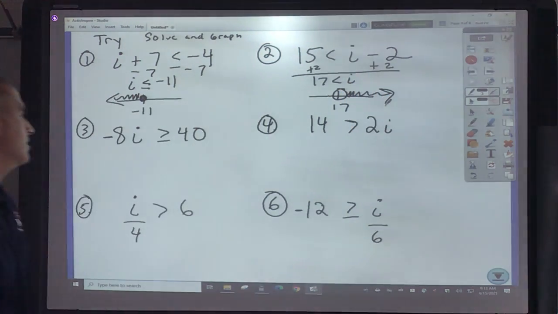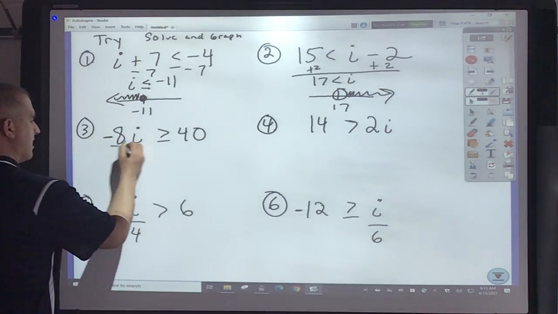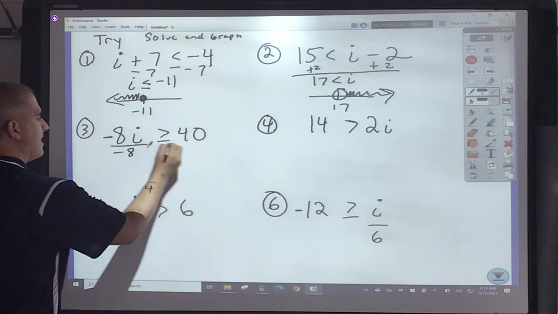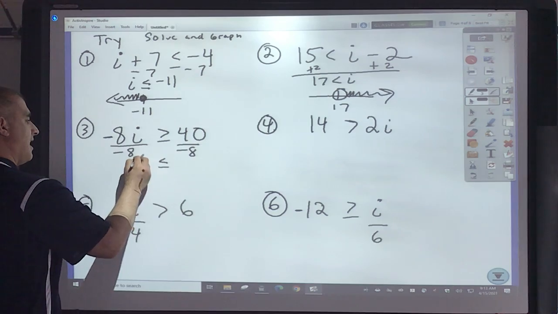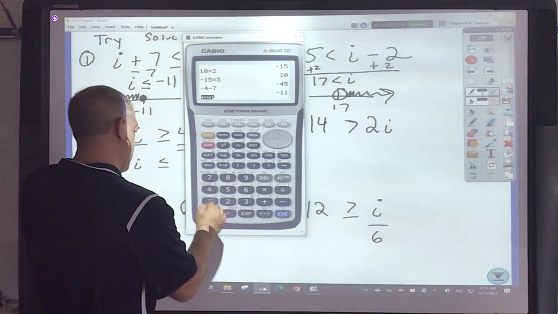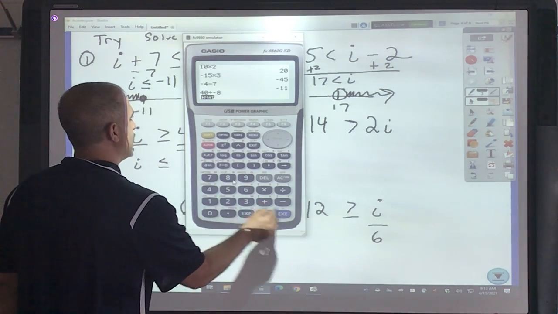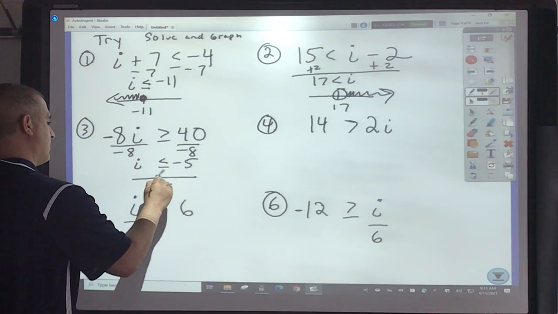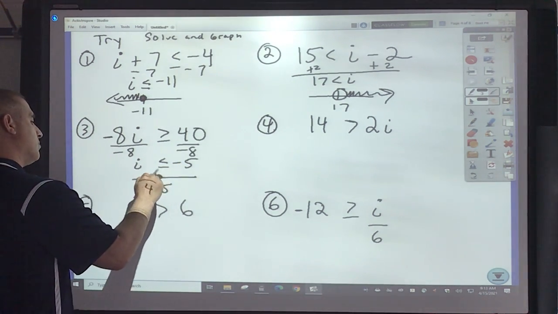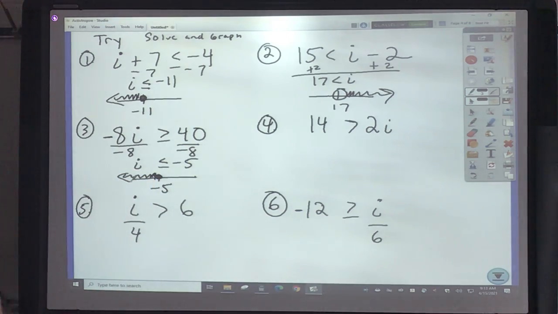This one, I got negative 8. I got to divide by negative 8. Now what's going to happen here? That's now going to flip around. So I got I, 40 divided by negative 8 is negative 5. So negative 5, closed circle. It's eating the number, so I'm going to shade to the left.